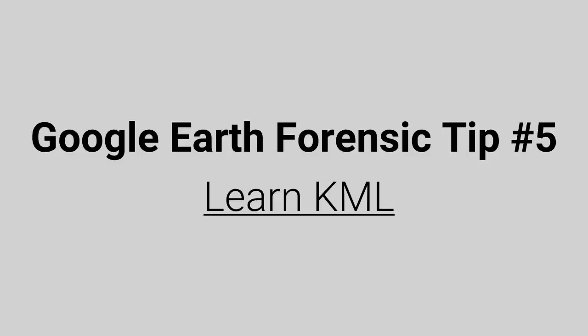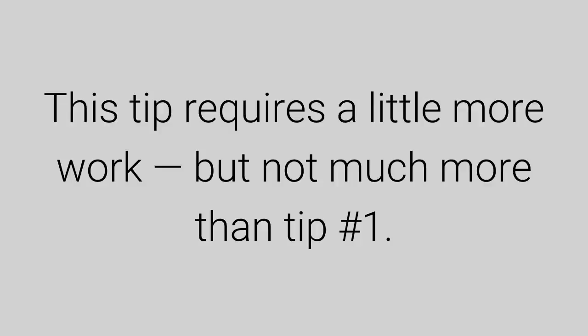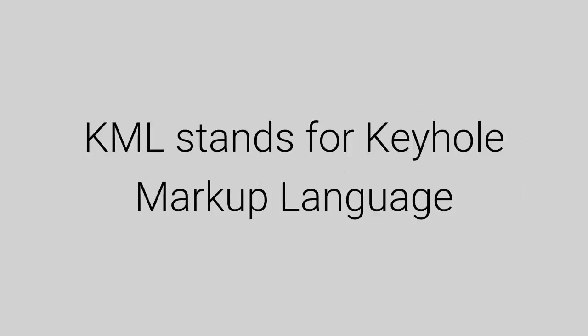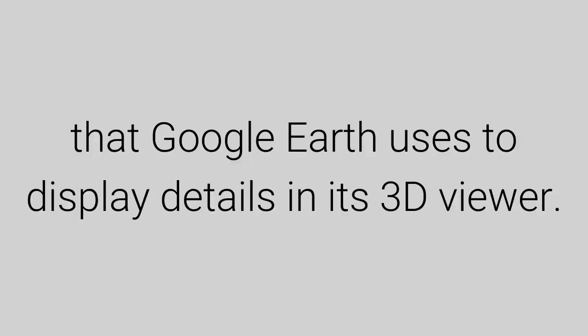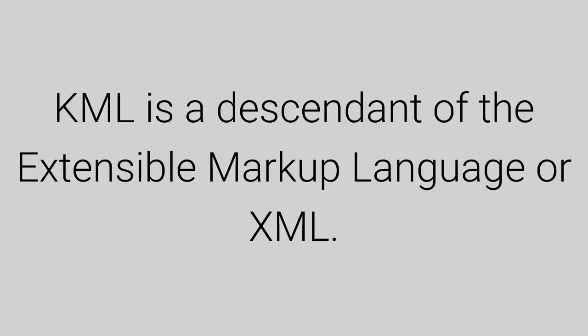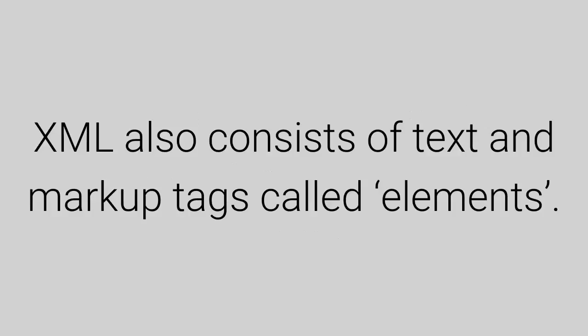Google Earth Forensic Tip number 5. Learn KML. This tip requires a little more work, but not much more than tip number 1. KML stands for Keyhole Markup Language and is the underlying markup language that Google Earth uses to display details in its 3D viewer. KML is a descendant of the Extensible Markup Language, or XML. XML also consists of text and markup tags called elements.